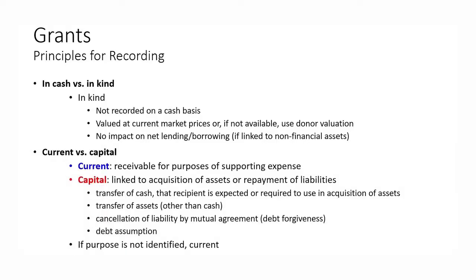We have current transfers or capital. Current are receivable for the purpose of supporting expenses, which are more regular, and capital are linked to acquisition of assets or repayment of liabilities. This is, for instance, constructing a school or a hospital. Some countries get a whole hospital financed, or some cars, police cars. Sometimes these are more capital purpose, and they have to be recorded. You have to look, or the government finance statistician has to record this.